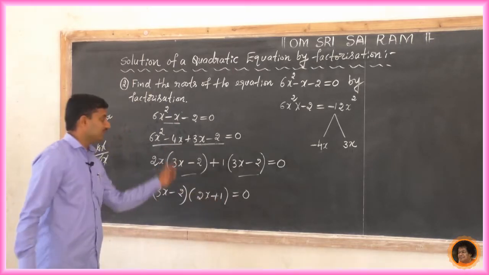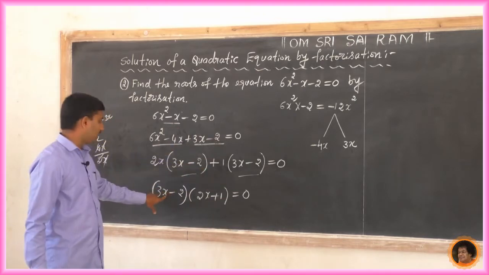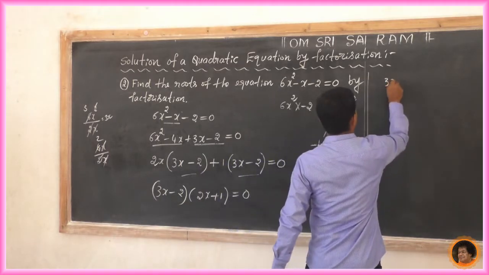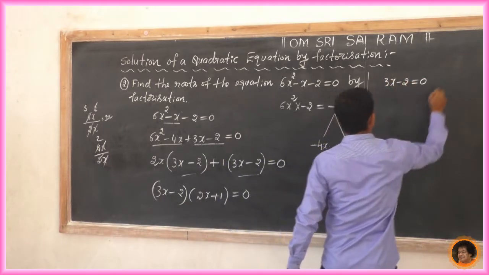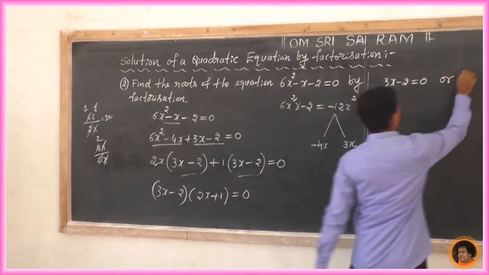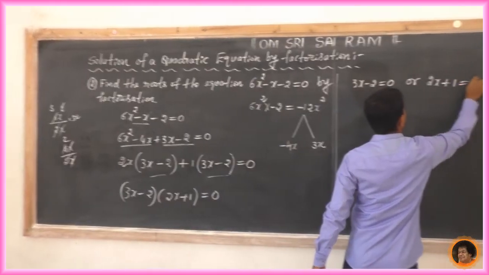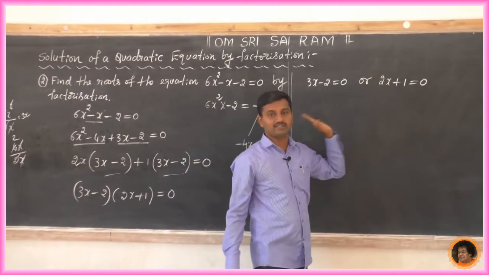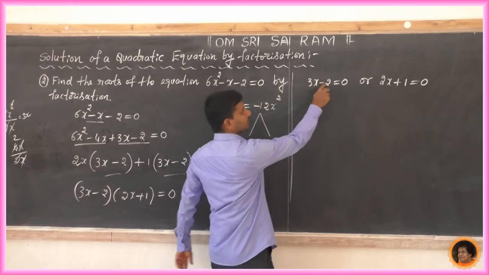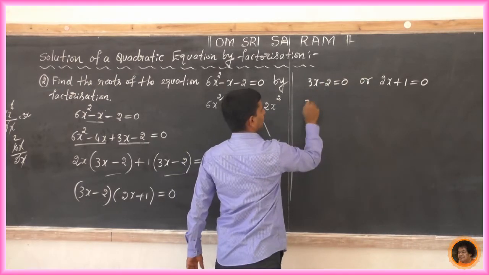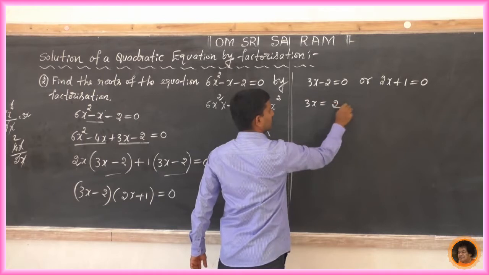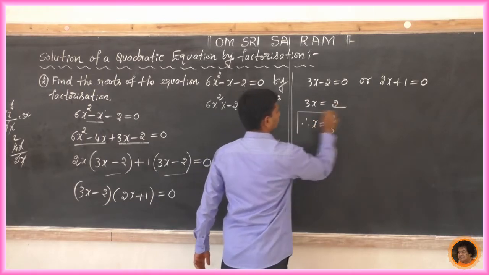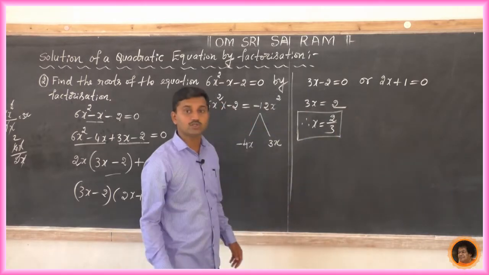Now the last step is to equate each factor with 0 and find the value of x. So 3x − 2 = 0, or the other factor, 2x + 1 = 0. These are the linear factors. Now what is the value of x? The constant −2 is transposed, so 3x = +2. So what is the value of x? x = 2/3. So this is the value of x.